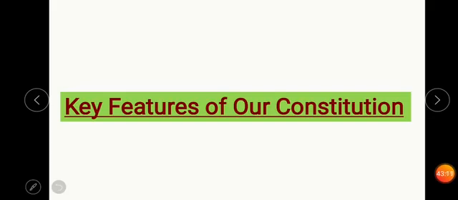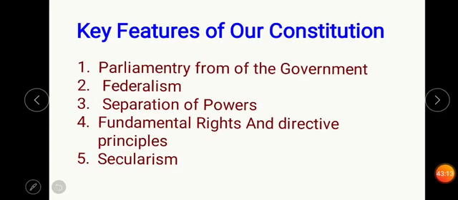What is key and what is feature? I want to ask one more question. What are the key features?